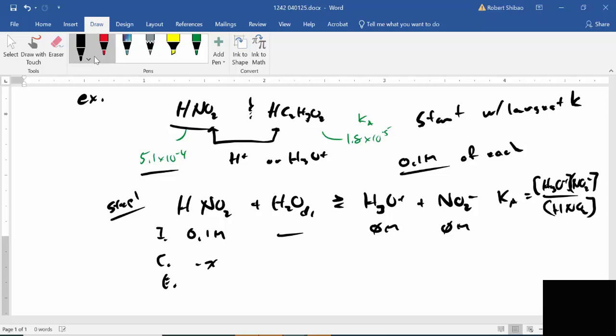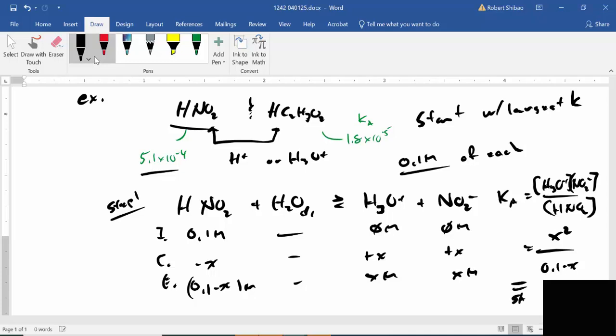And so initially I'm going to have 0.1 molar. And so this is going to be minus X plus X plus X. And so I'm going to have 0.1 minus X molar, and then X molar here. And so this is going to give me X squared over 0.1 minus X. And then I go ahead and try the simplifying assumption. This is just going to give me X squared over 0.1.